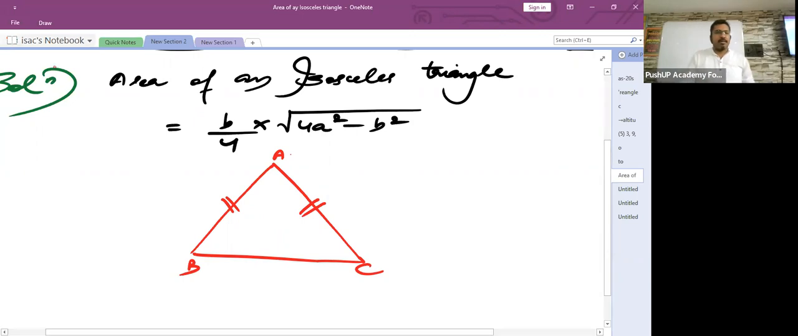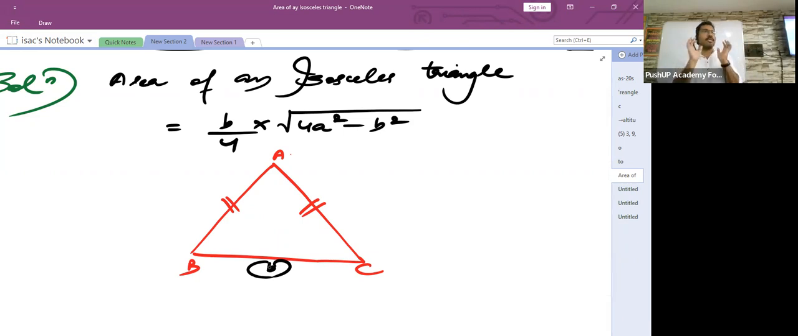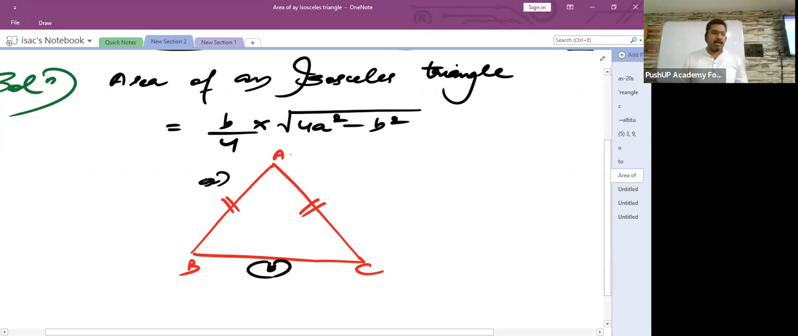Imagine, children, the base of this isosceles triangle is considered as b. This triangle is sitting on which side? BC, isn't it? So the BC side is taken as b, the base. Now, let me take the other 2 sides. The other 2 sides means the 2 equal sides.